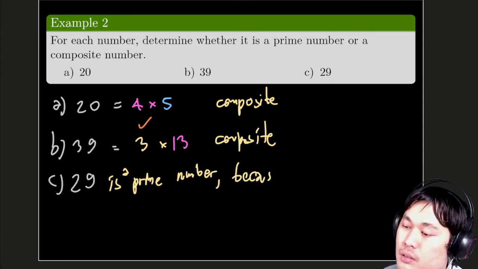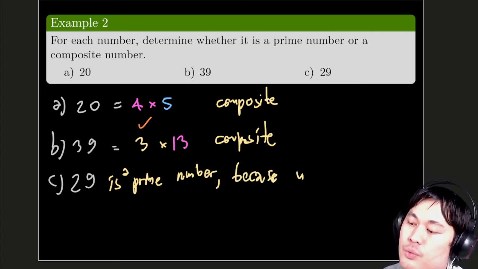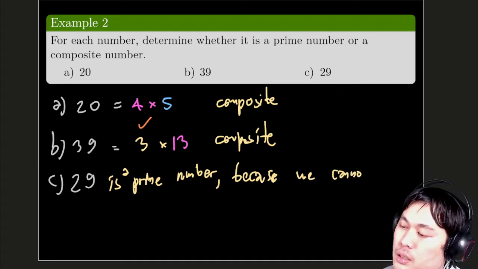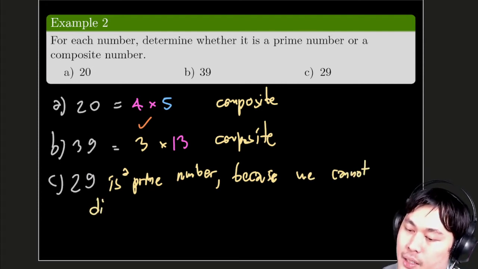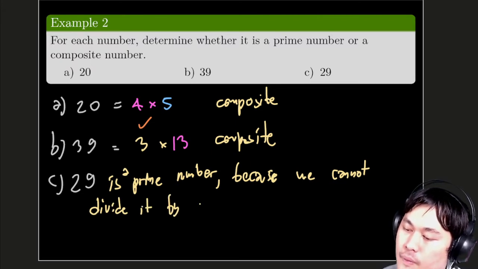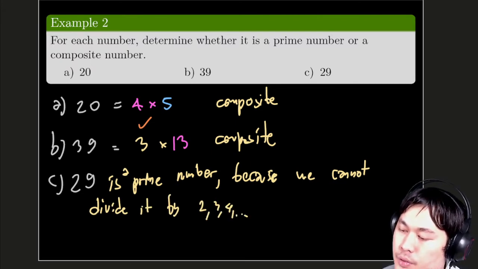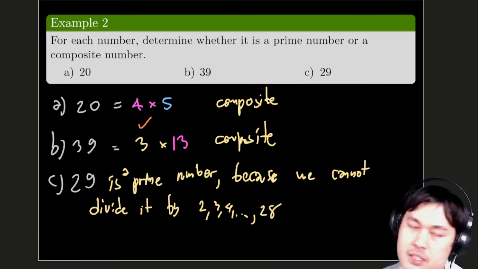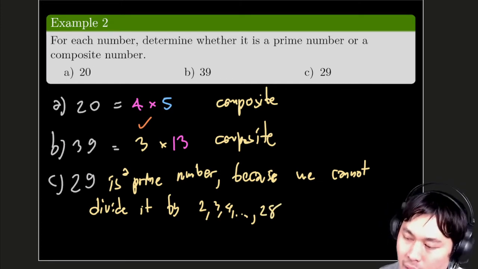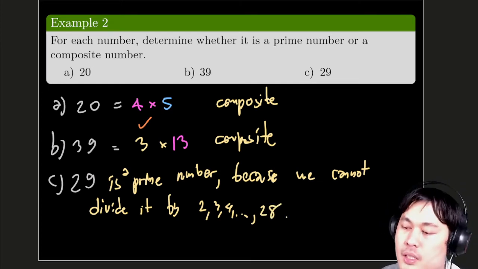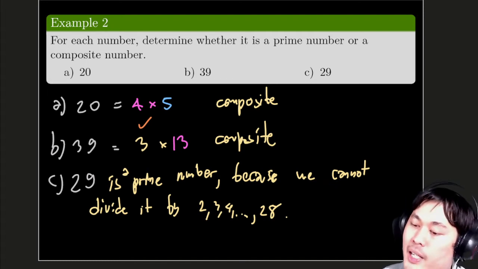Because we cannot divide by 2, 3, 4, all the way up to 28. Maybe try all the numbers, and that's the way to divide them.